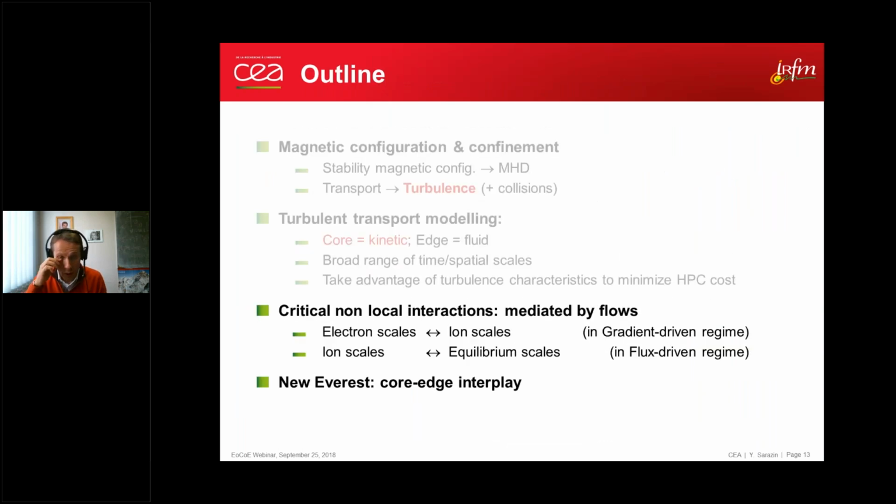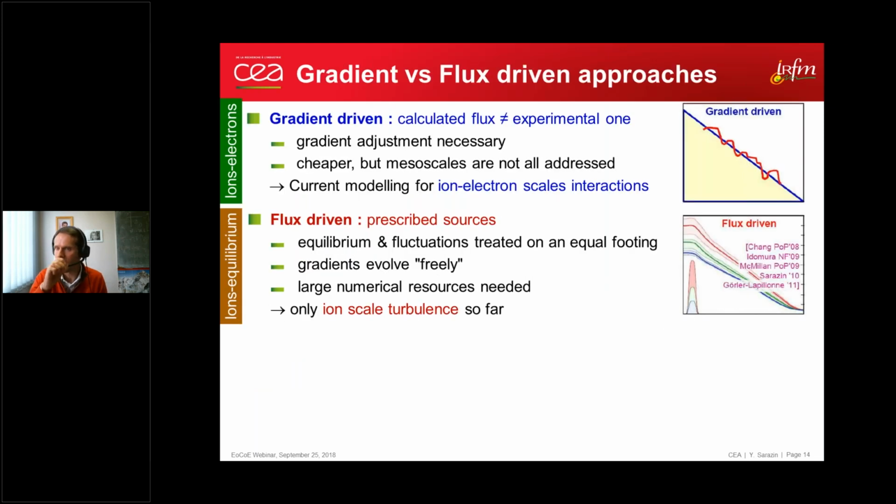Let's go to the last two points and detail these two interplays. First, the interplay between the electron and ion scales. So I will report on recent progress which was made in this area.